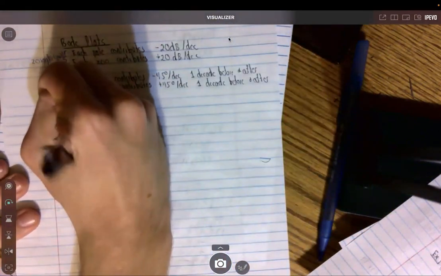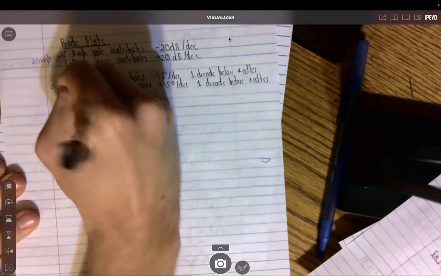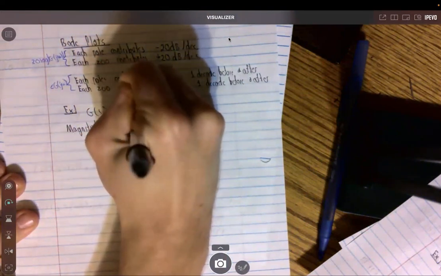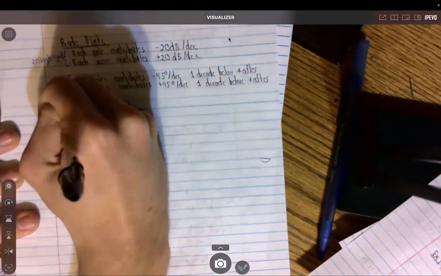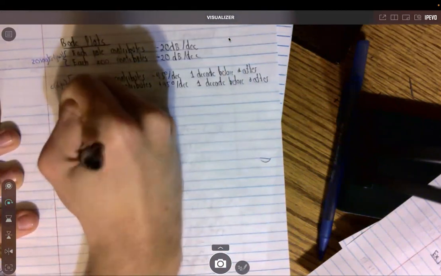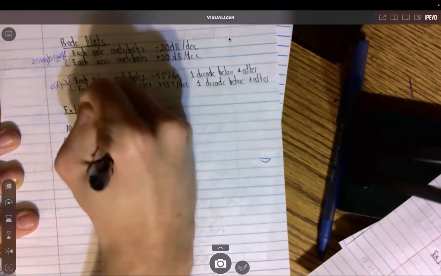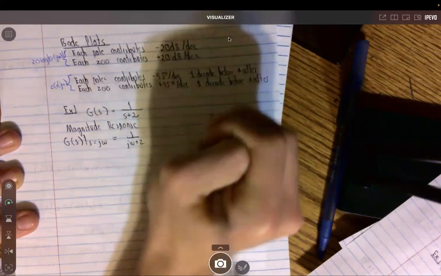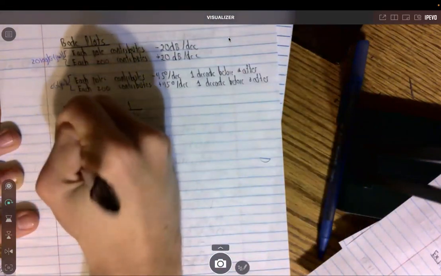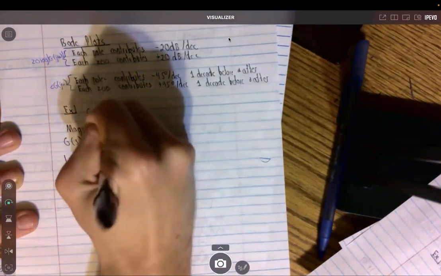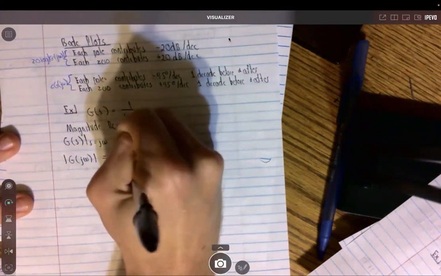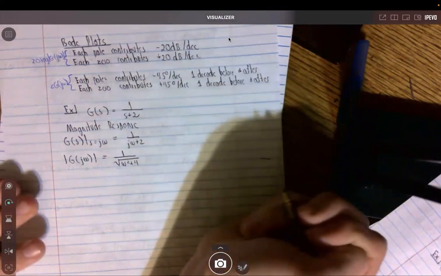So he asked for the magnitude and phase response, and he wants it in the equation format. So for the magnitude response, in order to find it in the equation format, you're of course going to do G of S evaluated at S equals J omega. You're going to get 1 over J omega plus 2. And when you have to find the magnitude, it's going to be 1 over square root of omega squared plus 2 squared, which is 4.